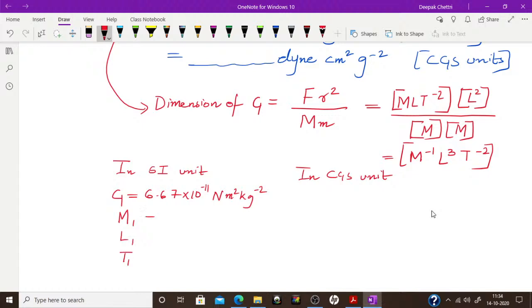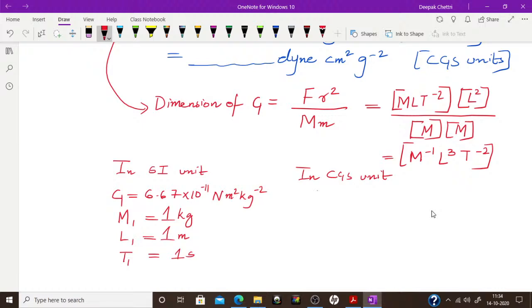So what is the smallest value of mass in SI unit? It is 1 kg, right, in SI. Same way, what is the smallest value of length in SI? It will be 1 meter. Same way, what is the smallest value of time? It will be 1 second, right? We'll write that in units of 1, understand?